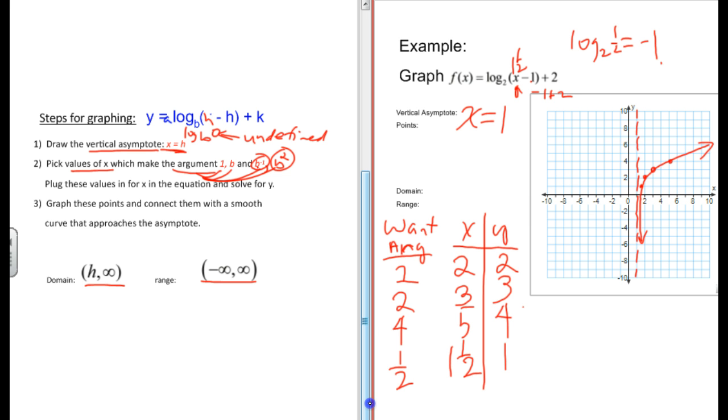Lastly, the domain. Does this graph go to the left forever and to the right forever? No. Doesn't this graph stop at the asymptote? Can it touch the asymptote? No. So exclusive, it starts at 1 and goes to infinity. The range. Does this graph go down forever? Yes. Does it go up forever? Yes. Negative infinity to positive infinity is my range. And that's your graph with the domain and range.